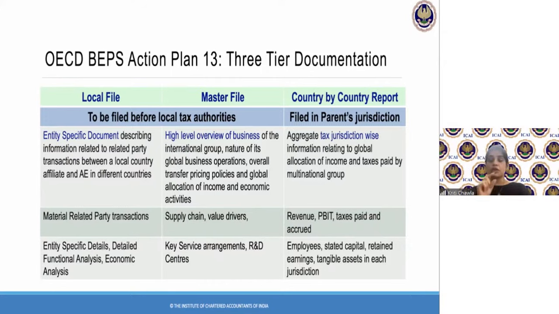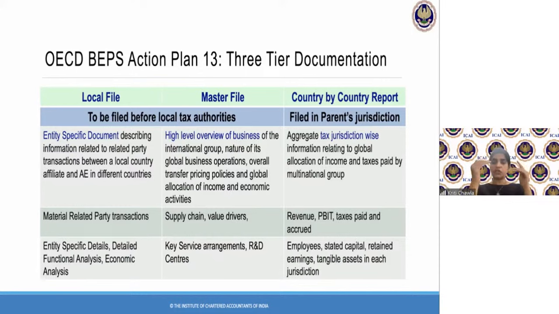Now, this is going to talk about jurisdiction-wise information, but there is only one CBCR for the entire group. This one CBCR is to be filed by the parent entity, or it can be filed by an alternate reporting entity, ARE. Either the parent entity files it, or the parent entity can nominate someone to file it, which is the alternate reporting entity. This is to be filed in the parent entity's jurisdiction. So in our example, the parent entity's jurisdiction is India, and they need to file this particular document.